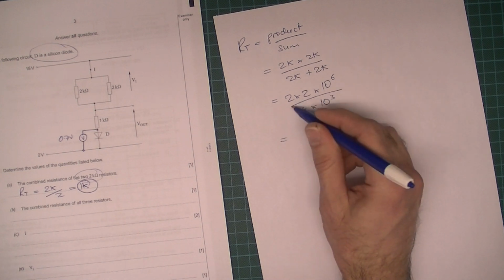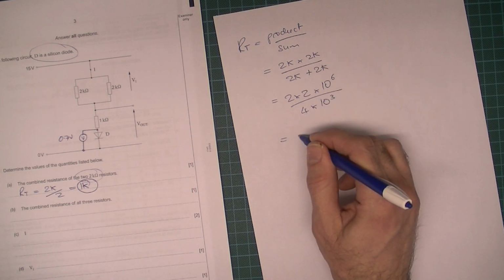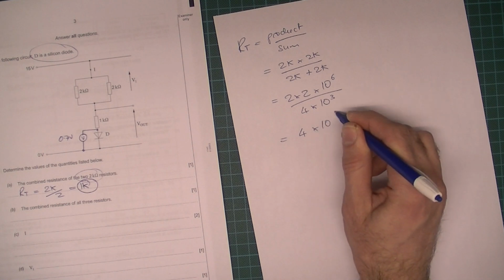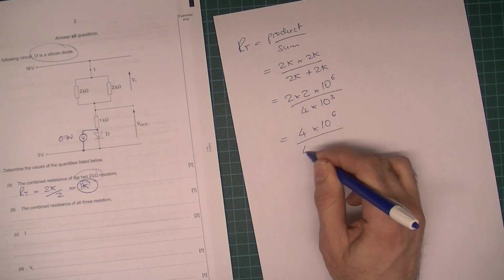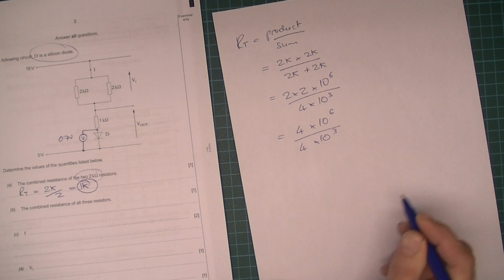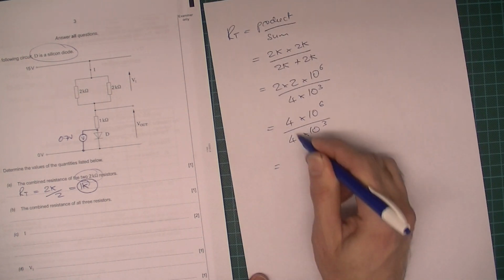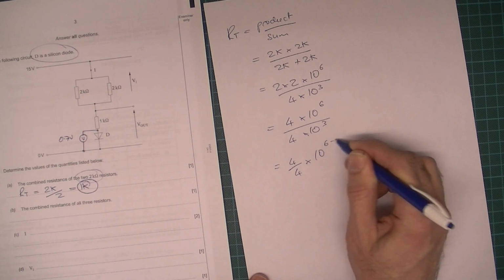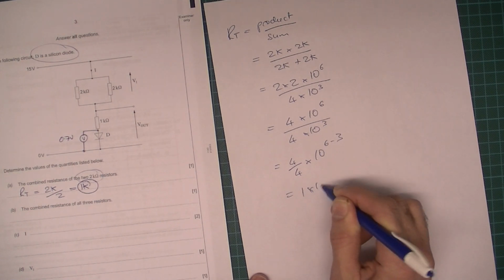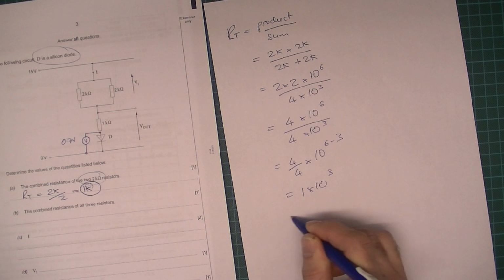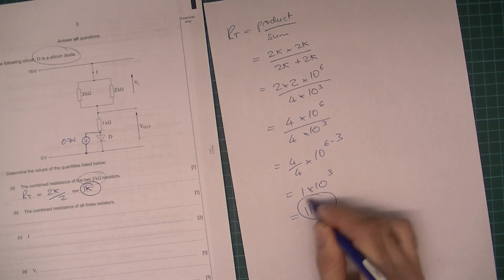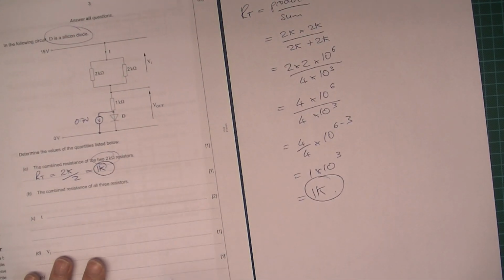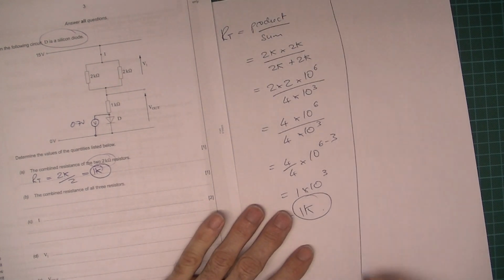Right, so 2 times 2 is 4 times 10 to the 6 over 4 times 10 to the 3. So 4 divided by 4 times 10 to the 6 minus 3 equals 1 times 10 to the 3, in other words 1K, which is exactly the same answer as we got there, but a hell of a lot easier.